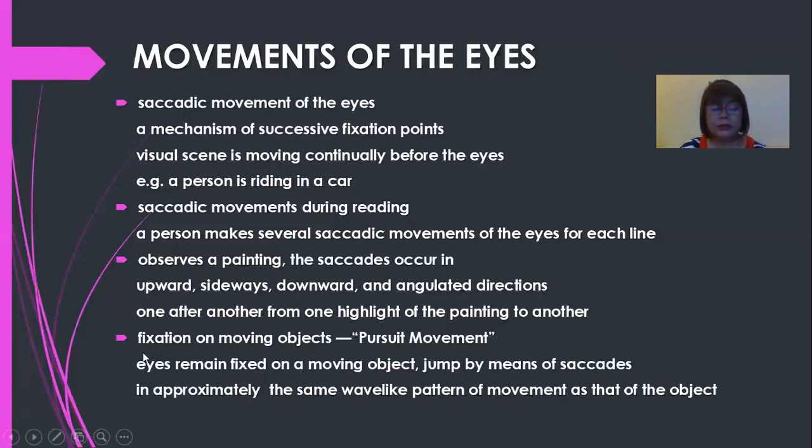Okay. There is also fixation on moving objects, or what we call pursuit movement. Eyes remain fixed on a moving object and move with the movement of the object. It jumps by means of saccades in approximately the same wavelength pattern of movement as that of the object. So if it's jumping, you move with the jumping movement. Okay.